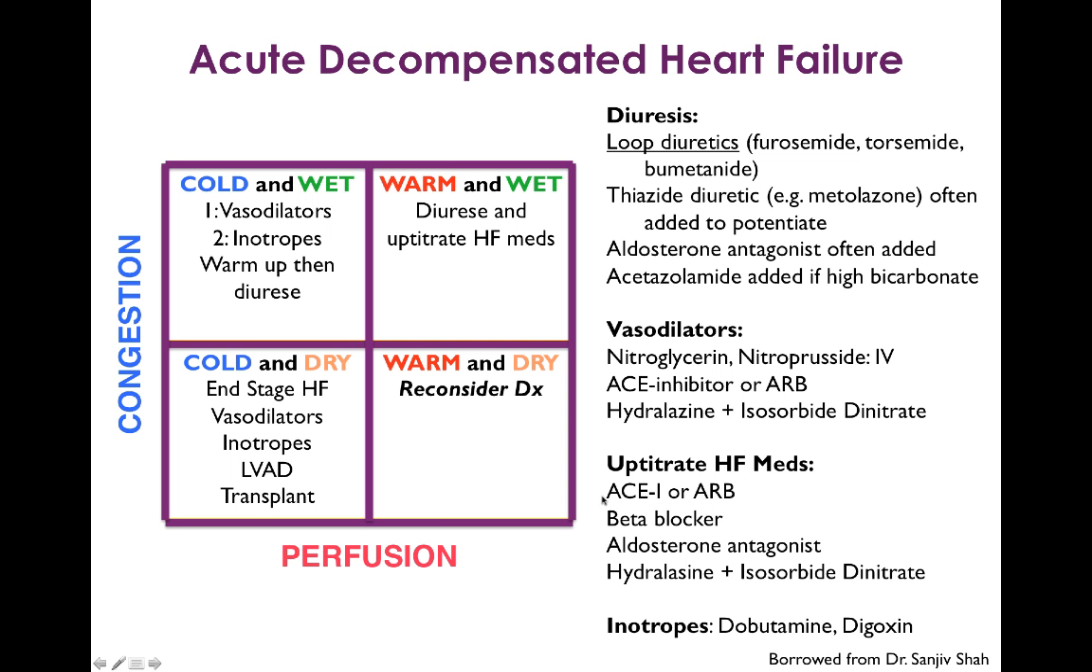But what we're talking about is uptitrating the ACE inhibitor, the ARB, the beta blocker, aldosterone antagonist, and/or the hydralazine and isosorbide dinitrate. And again, the inotropes we can choose are dobutamine, and maybe digoxin can be used in patients, as we'll see in a little bit.